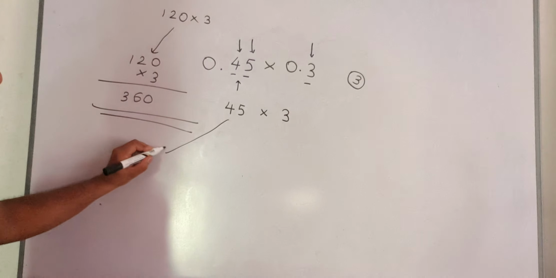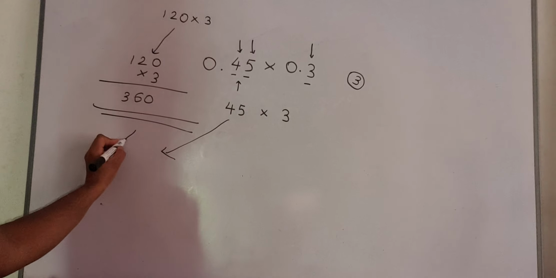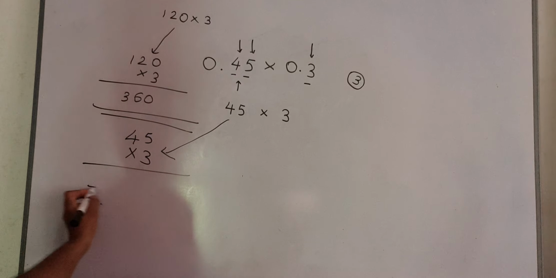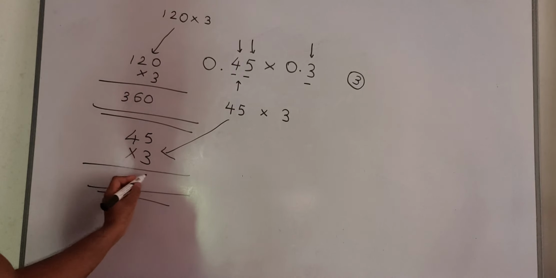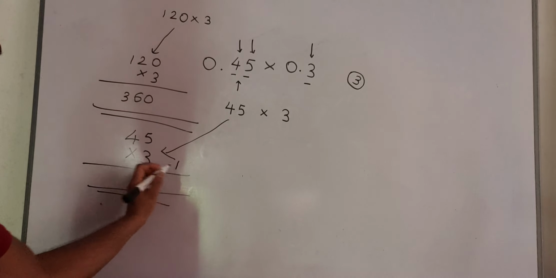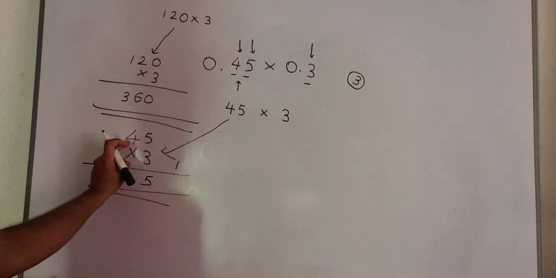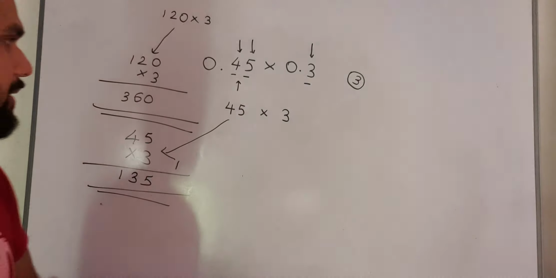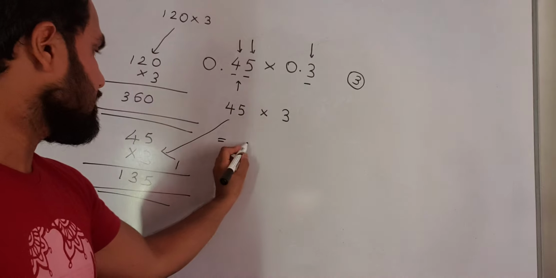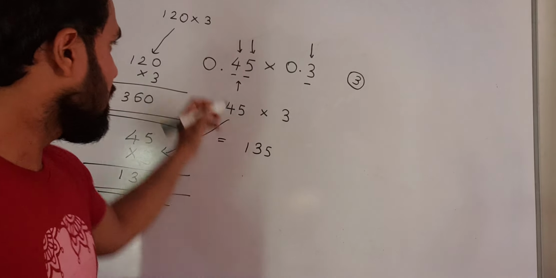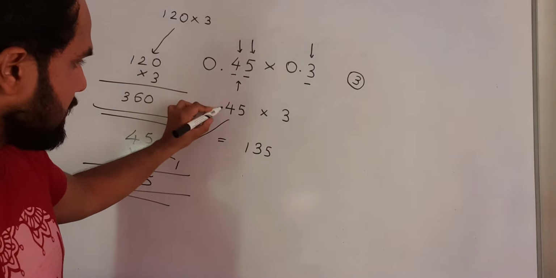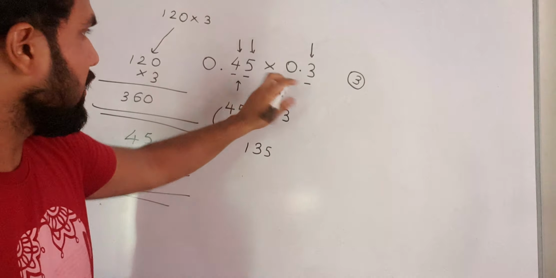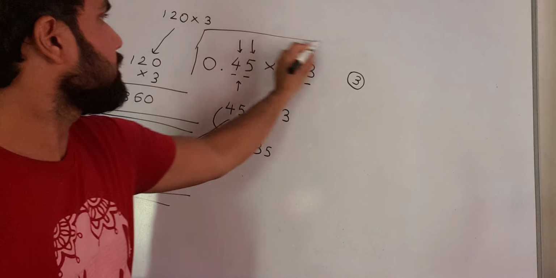Then we know how to get this answer. 3 multiplied by 5, 15, carry 1 here. 4 multiplied by 3, 12, plus 1, 13. So 135. Then the answer is 135. Not this. This answer is 135, but we want this one.